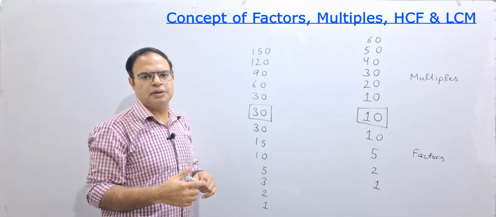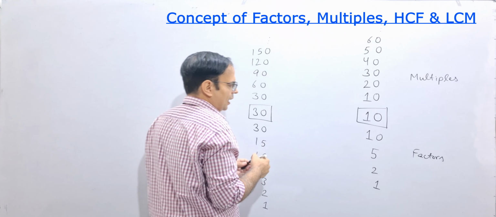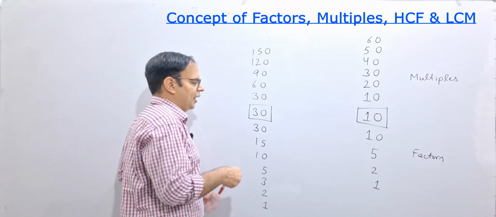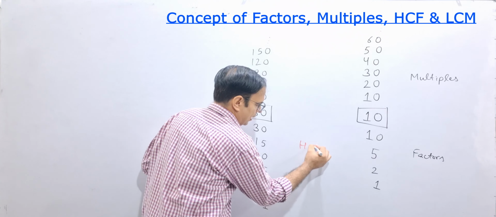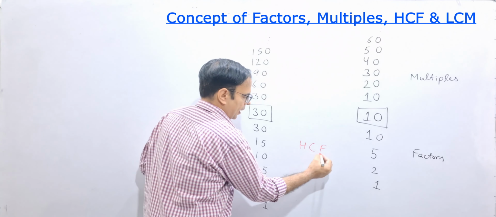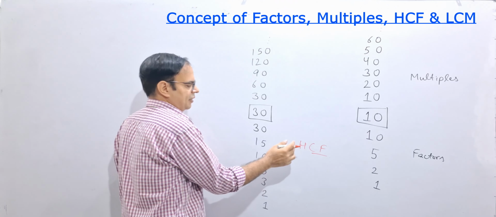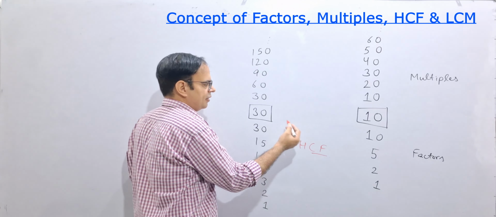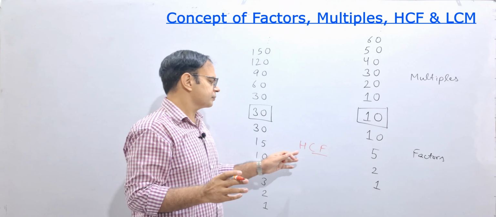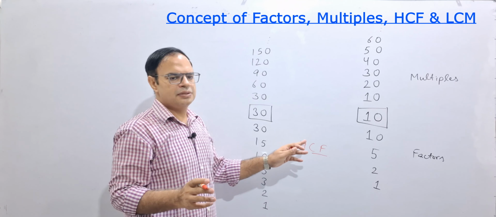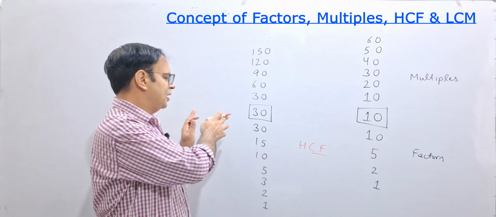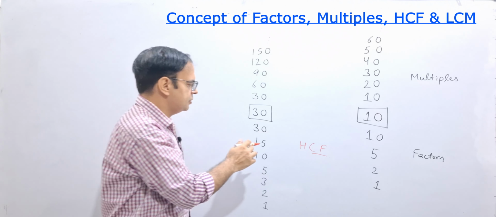Now we have two more terms to understand. First is HCF. What is HCF? Highest common factor. H stands for highest, C for common, F for factor. First take the common factors. What are the common factors of these two numbers? A single number HCF is not possible. At least you need two numbers to find the HCF. You can use this method to find the HCF of 3 numbers, 4 numbers.